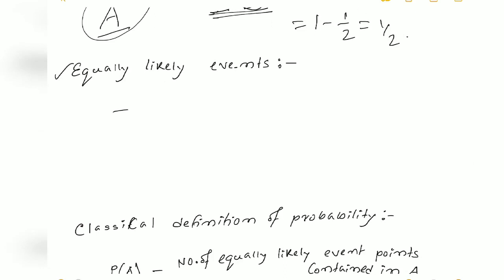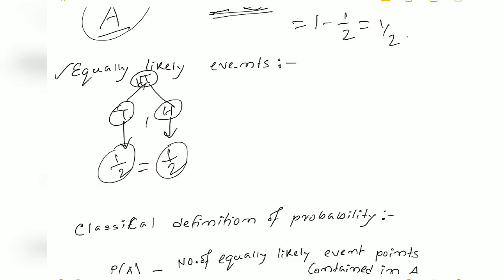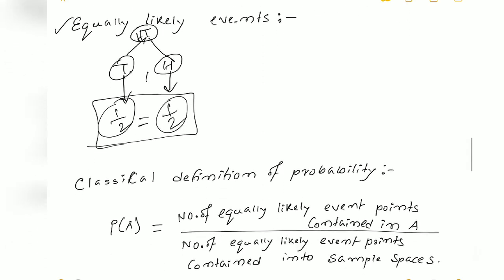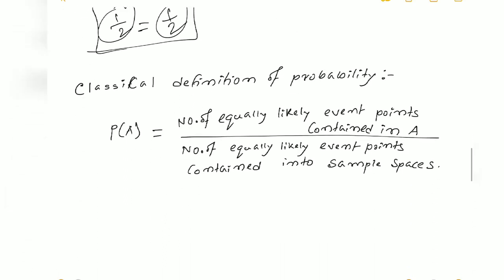And equally likely events. Equally likely events are like tails and heads of one coin toss, because in this case the probability of getting tail is half and the probability of getting head is also half. So since the probability of getting both events is equal, these types of events are known as equally likely events. That is, they are equally likely to occur within a random experiment.